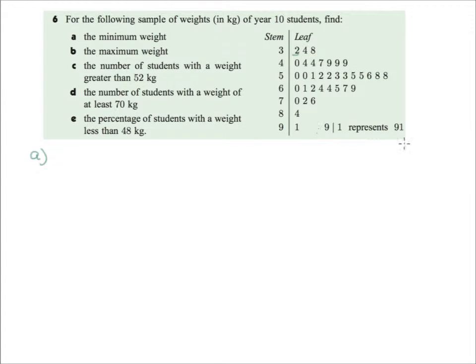6a, find the minimum weight. Well, that's 32 kilograms. B, maximum weight, 91 kilograms. C, the number of students with a weight greater than 52 kilograms. So let's see how many we have. So we start there and we count all of these individuals. And we get 20 students.